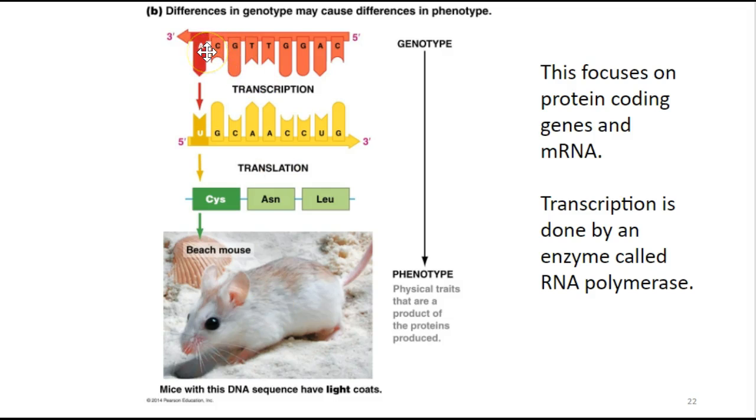So the conversion of DNA to RNA is called transcription, and the conversion of RNA to protein is called translation. So genes are transcribed, RNA is translated. Transcription is done by RNA polymerase, a protein enzyme. Translation is done by structures called the ribosome or ribosomes.